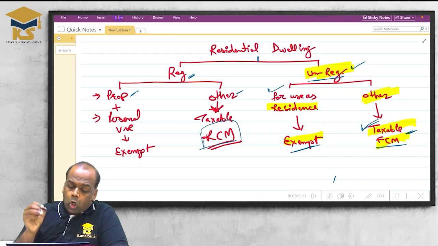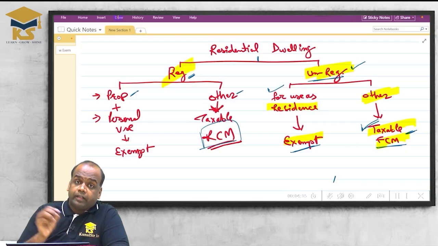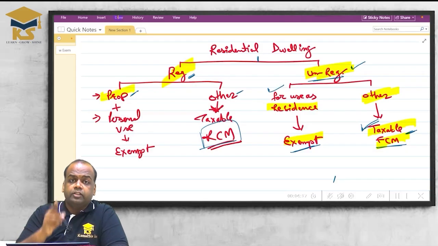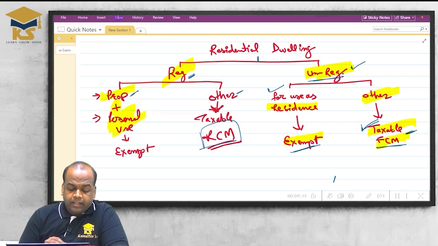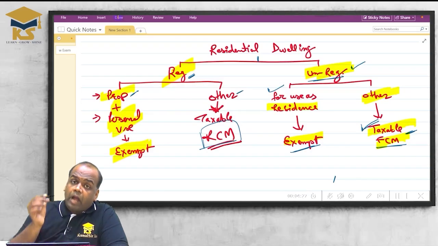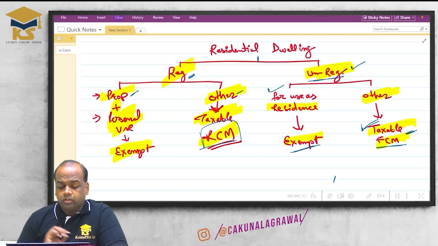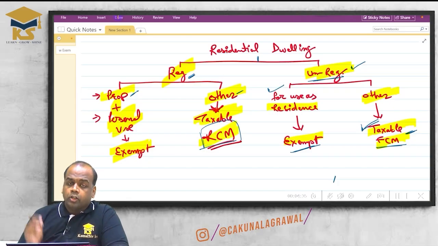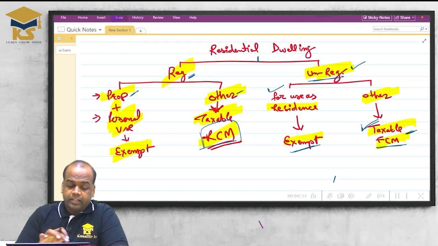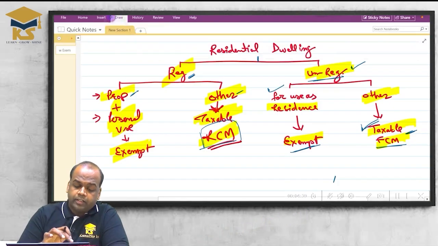Residential unit or residential dwelling given to a registered person, then check whether the registered person is a proprietor. Yes, sir, the registered person is a proprietor. Then check, plus, is it for personal use or not? If both conditions are satisfied, then exempt. If either condition is not satisfied, it will be covered here. In other case, it will be taxable on RCM basis. Okay, so here we have covered the residential dwelling or residential property.